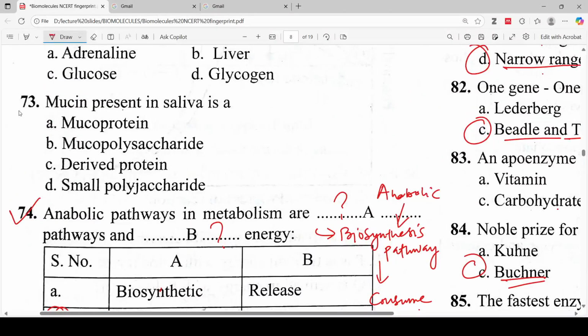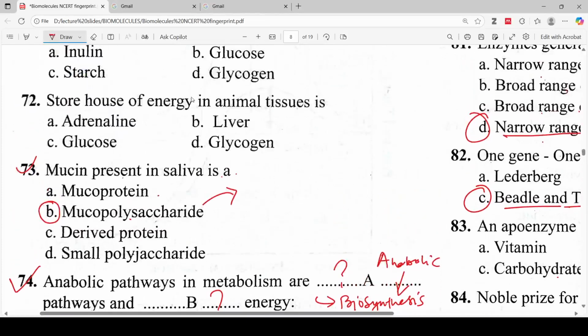Mucin present in saliva is a mucoprotein, mucopolysaccharide, derived protein, or a small polysaccharide. Here the correct answer for this question is option B, mucopolysaccharide. Let's move to the next question.